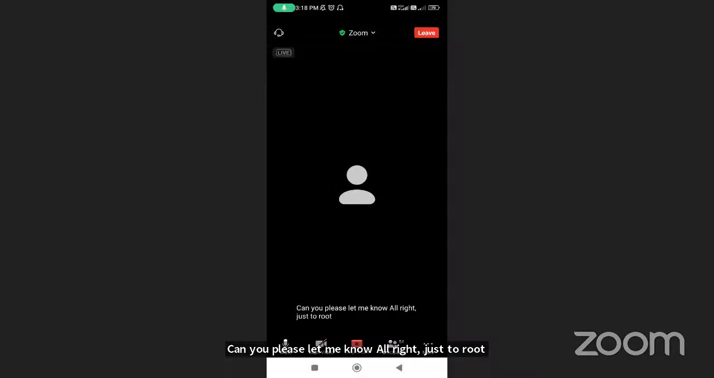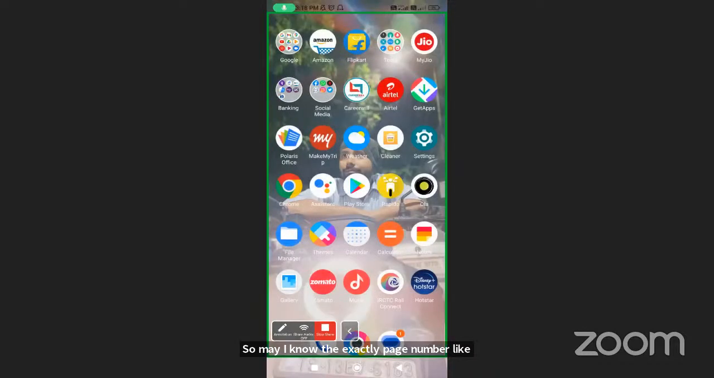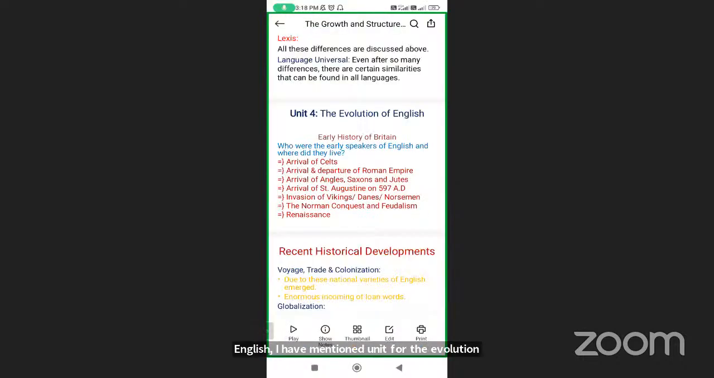So may I know the exact page number, which one we are discussing? We are discussing page number 43, the early history of English, early Britain. Here I have mentioned unit 4, the evolution of English, right? Yes, sir.